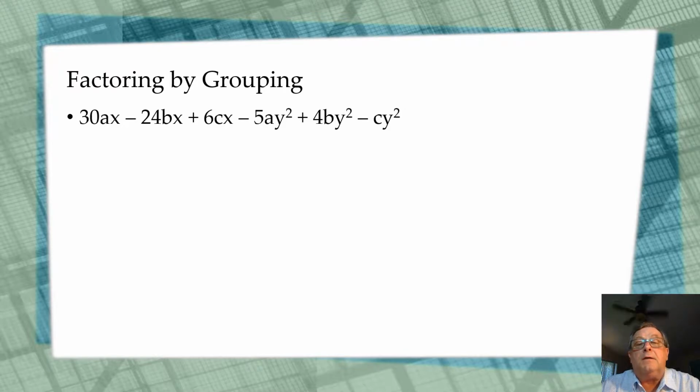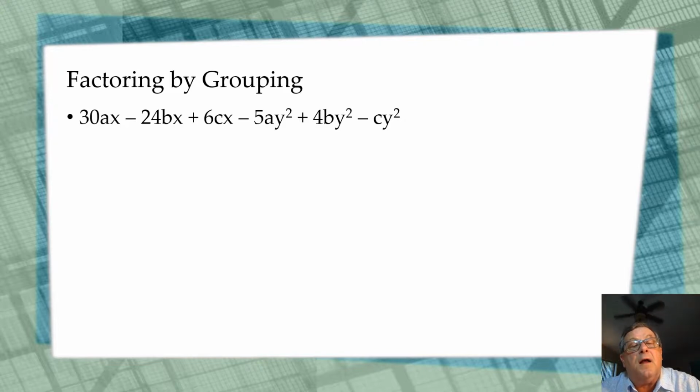Now, in looking at this, this is a nightmare looking thing, isn't it? 30ax minus 24bx plus 16cx minus 5ay squared plus 4by squared minus cy squared makes me want to go back to bed. I've got 6 terms in this thing. Well, perhaps, let's see what could happen.